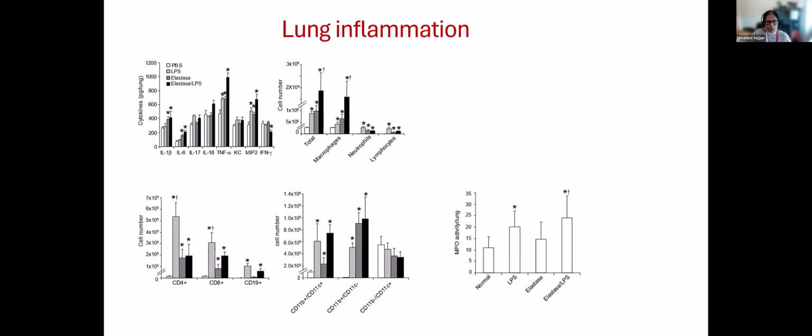And we then measured the MPO activity, which actually signifies activation of the neutrophils in the lungs. And again, as expected, LPS treated mice showed increased MPO activity, indicating increased neutrophil activity, but it was much higher in the elastase LPS group. And elastase alone treated mice did not show any MPO activity, indicating that there was no neutrophil activation in those mice. And remember that we did not even see a lot of neutrophils in the elastase only treated mice.